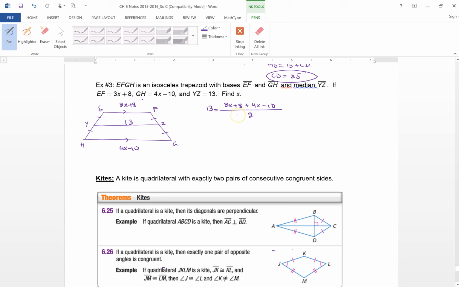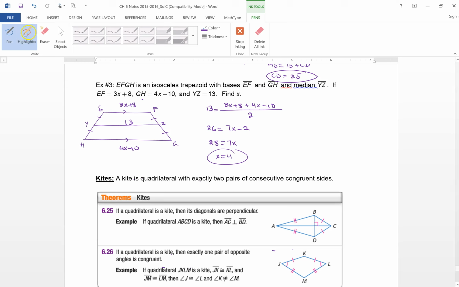Now, to get rid of the 2, I multiply both sides of this by 2 and I get 26 equals. When I combine these, it's 7x minus 2. 28 equals 7x. X is equal to 4. So that was the first quadrilateral.